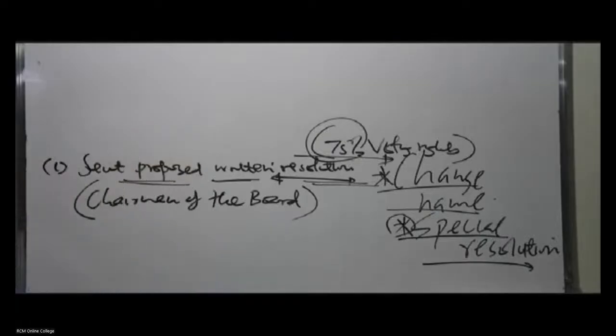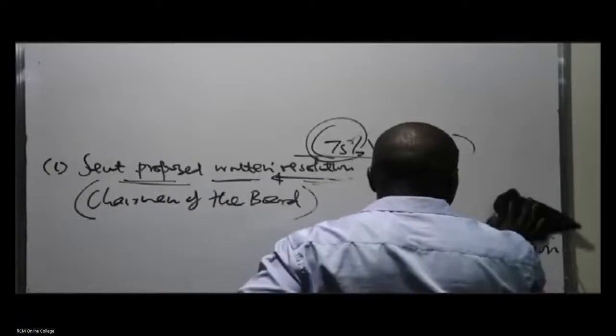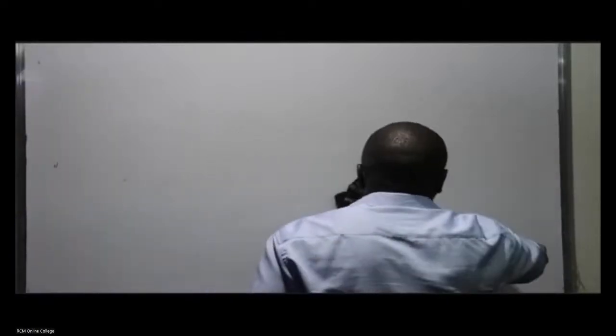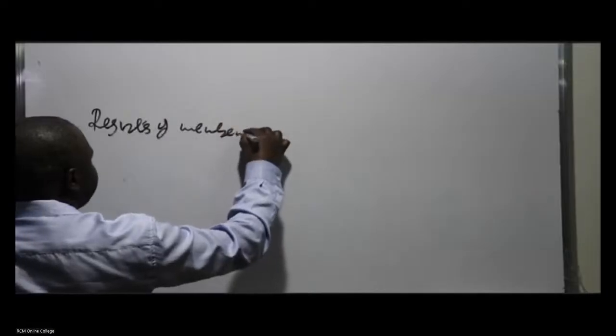Register of members. We had already mentioned it briefly when I was introducing, but now we close this class, we finish up this class by looking at the register of members and the contents. So already I've mentioned that the register of members will enlist all those who are members of the company.